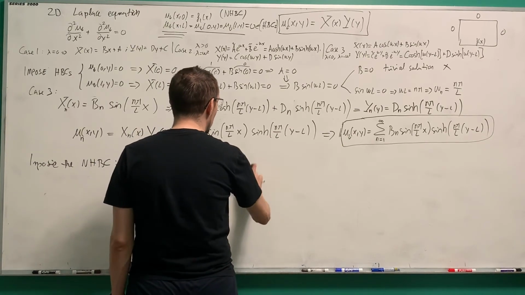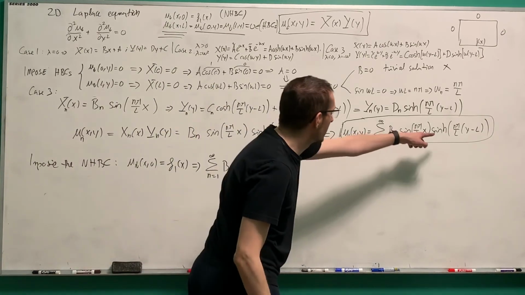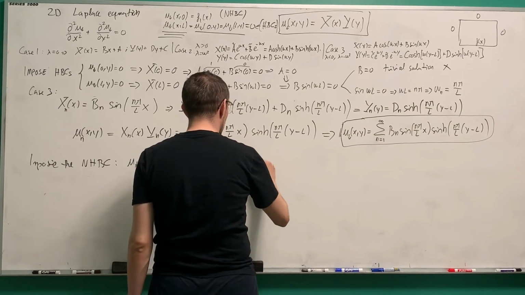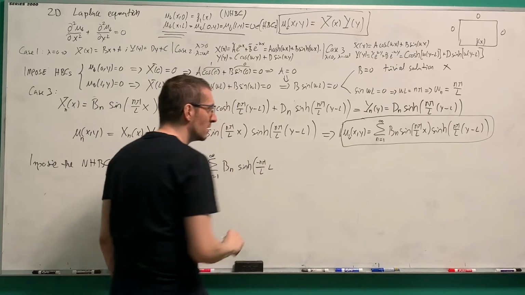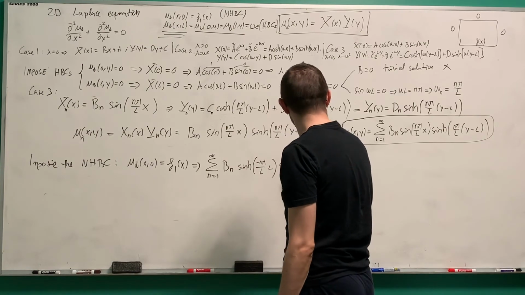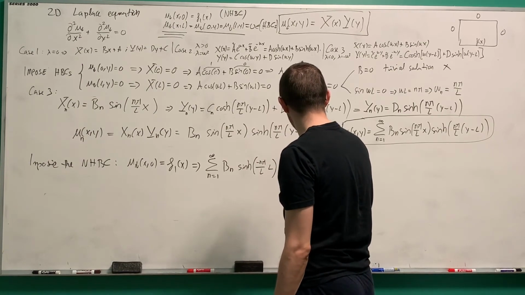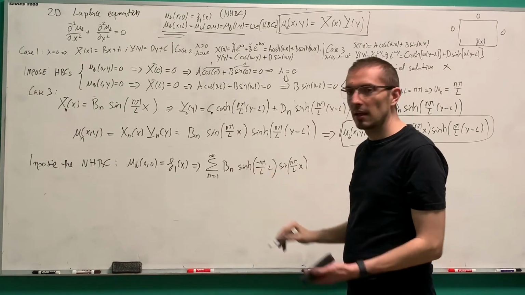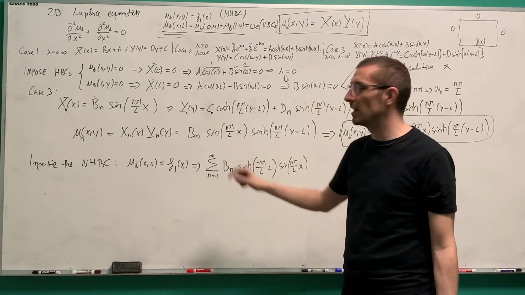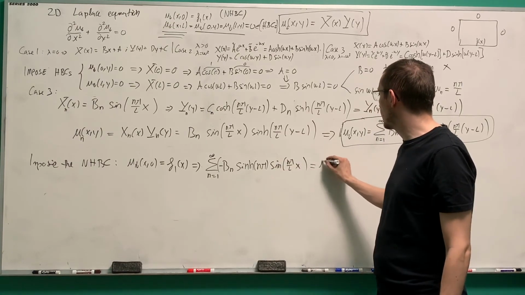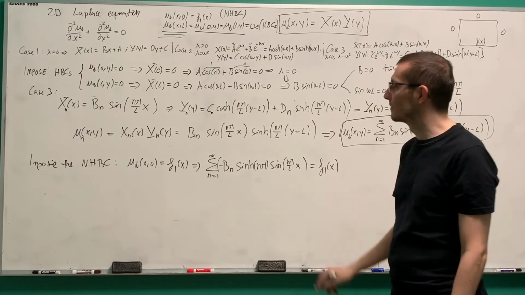Actually, I'm going to write first the constant factor that we get there. That would be the sinh of minus n pi over L times L, multiplying the sine of n pi over L x. We can simplify this quite a bit because the L's cancel and the sinh I can take out of the whole thing, like that. And then this is equal to f1 of x.